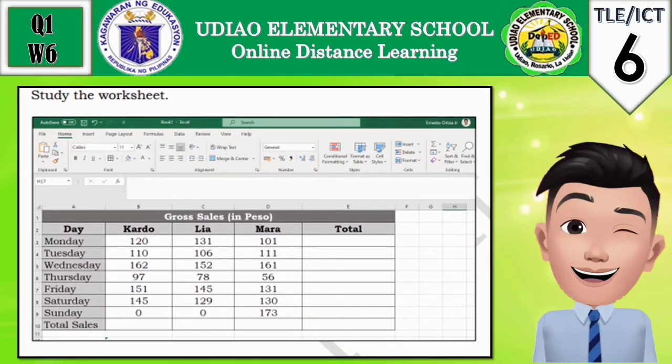Let us study the worksheet below. We have 5 columns and 10 rows. The first column is for the day. The second column is for Cardo. The third column is for Leah. The fourth column is for Mara. And the last column is the total.